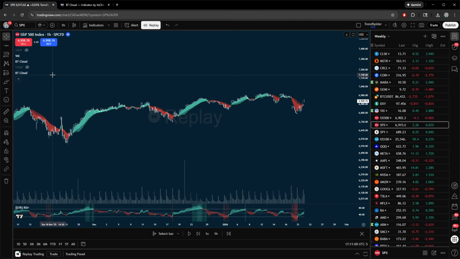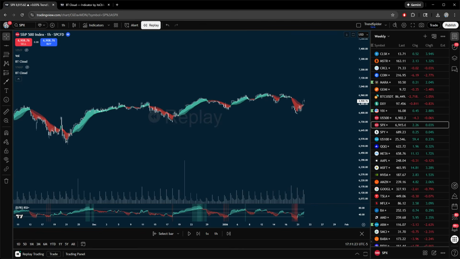Before the market opens, I always do my pre-market analysis. I'm starting on the 1-hour chart to get the bigger picture. Look at the BT cloud here on the 1-hour chart. Notice that it just flipped green. This is important. The cloud recently changed from red to green, which signals a trend reversal to the upside. This gives us a bullish bias for today's trading session.